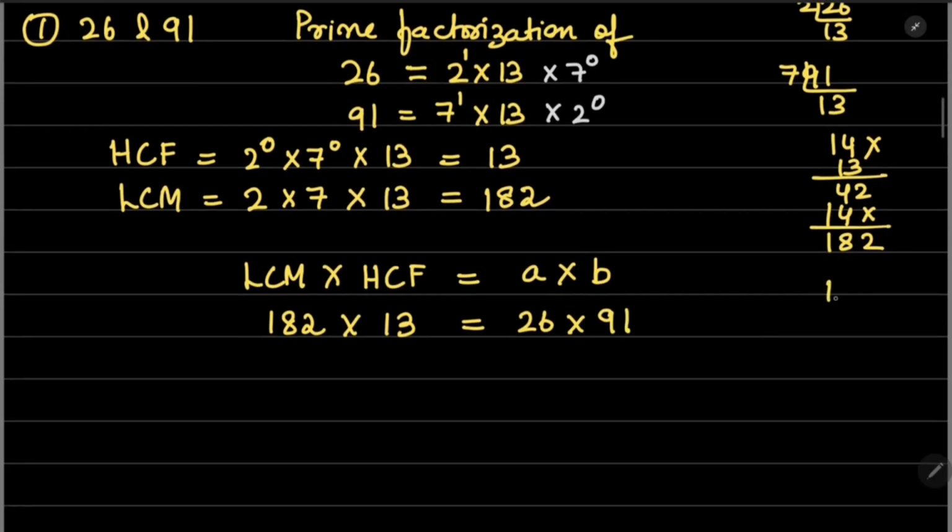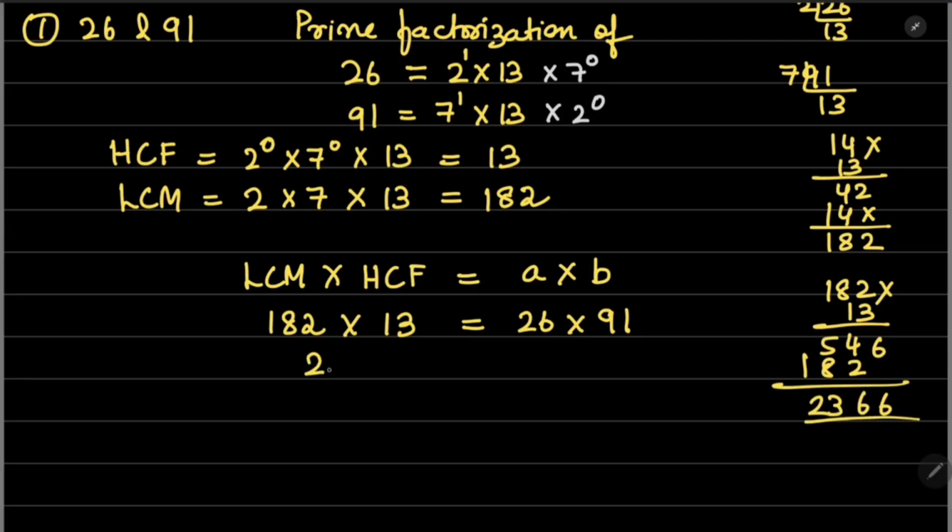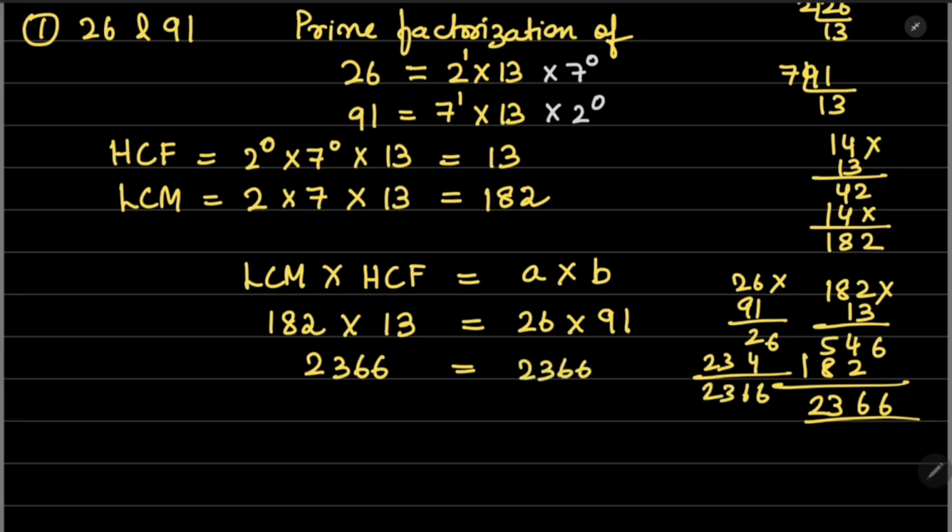So if you see 182 multiplied by 13, 3 2s are 6, 3 8s are 24, and then 56, 6, 3. So you are getting 2366. Is it equal to 26 multiplied by 91? 18, 19, 20, 21, 22, 23. Okay, again 6, 6, 3, 2. So 2366. So this is what I get when I multiply, right?